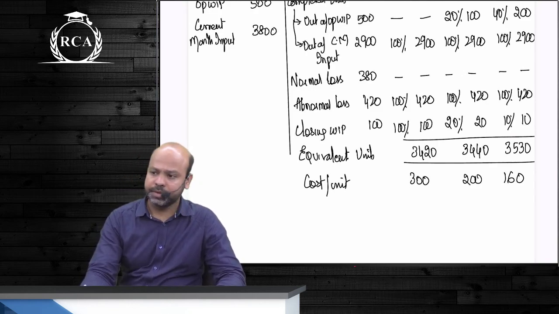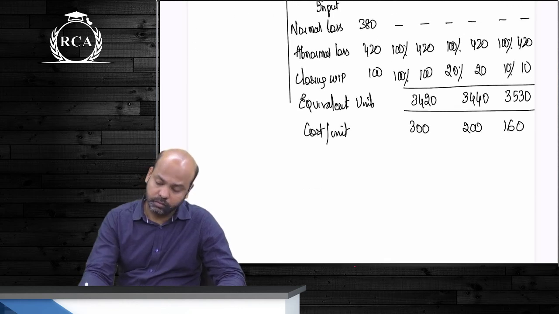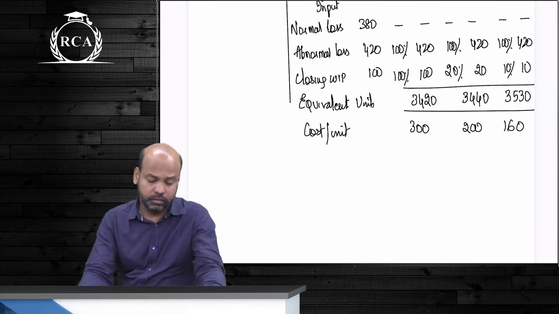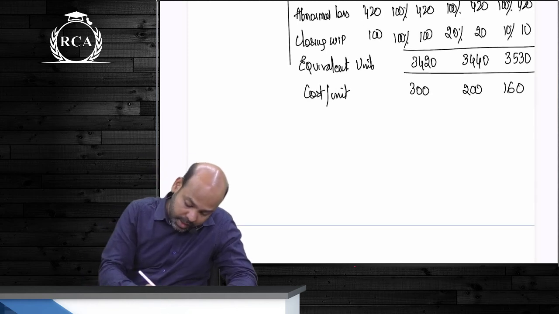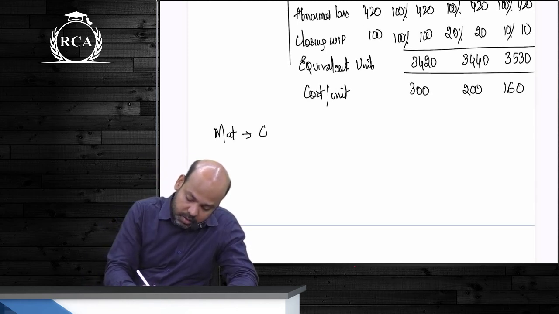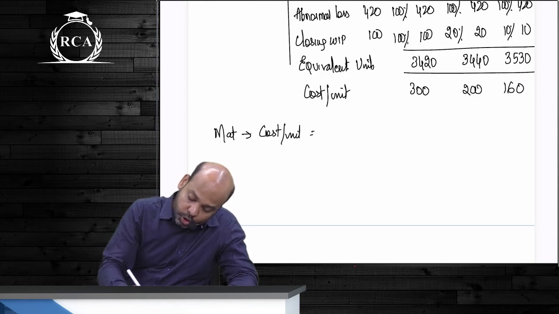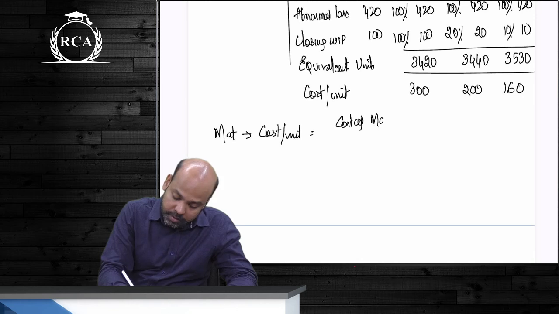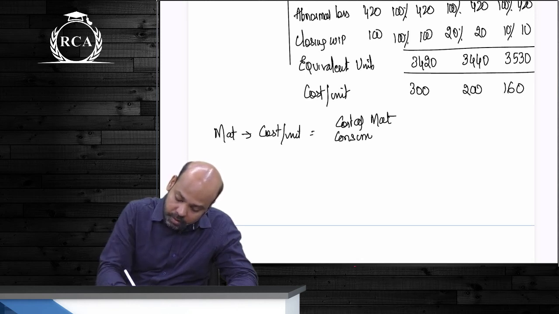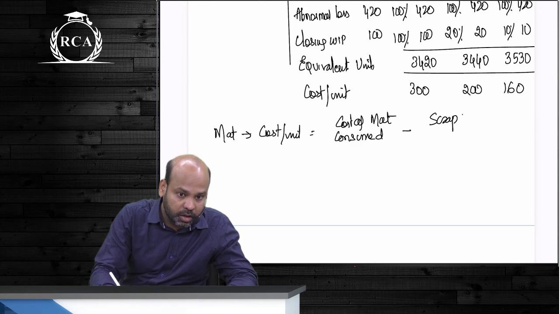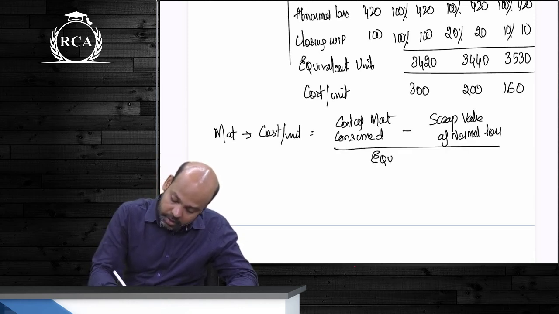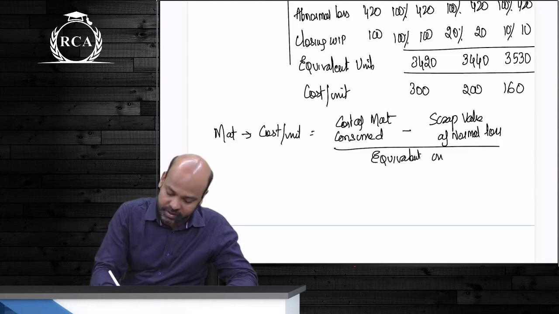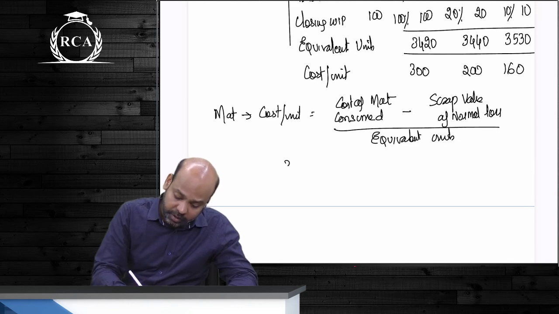Yes, guys. Look at this, beta: how will you calculate the cost per unit of material? Do you know that it is cost of materials consumed minus scrap of what? Excellent. Scrap value of normal loss, only normal loss units, divided by equivalent normal output. But normal output is also given, beta. So what is the answer, beta?